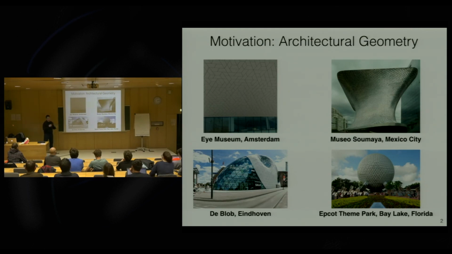This is the Eye Museum in Amsterdam. It has a very specific pattern. The Museo Soumaya in Mexico City. The Blob in Eindhoven, also in the Netherlands. That's going to be a theme here. And the Epcot theme park in Florida. All of which are unconventional geometric shapes with unconventional patterns on them.